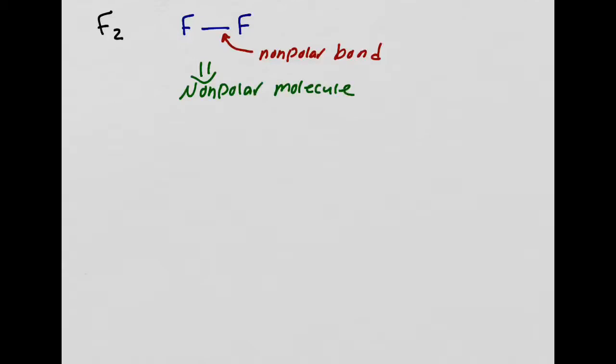And what does a non-polar molecule mean? It means that electrons are distributed evenly. Electrons are pretty much distributed evenly, and we can see it over here, because here we have some electrons over here and some electrons over here. They're distributed evenly. So that's a non-polar molecule.